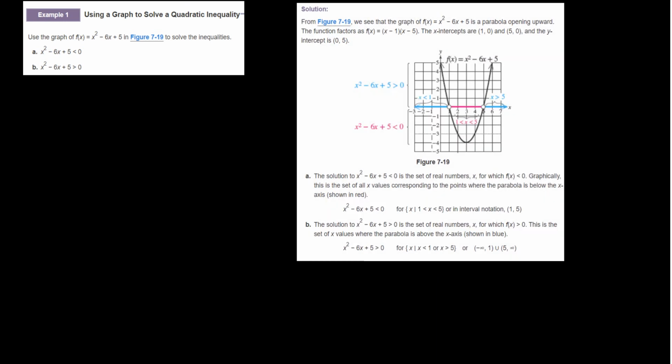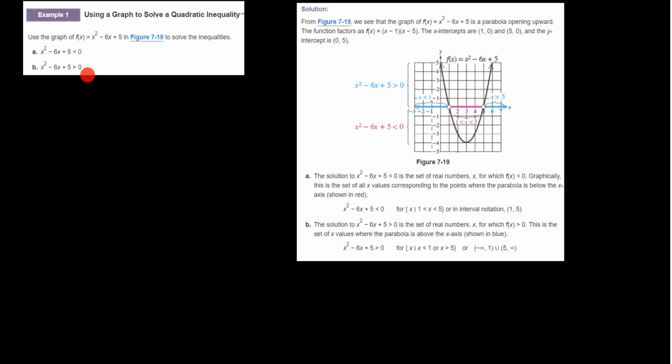So we'll just go ahead and snip this and talk about it. It says use the graph to solve the inequality. So we have the equation x squared minus 6x plus 5 is less than 0. So if you graphed it, where is this graph less than 0? And of course, when we say less than 0, we're talking about the x-axis. Looking at the x-axis, where are we under the x-axis? It looks like from 1 to 5, not including 1 and not including 5, because those are exactly on the x-axis.